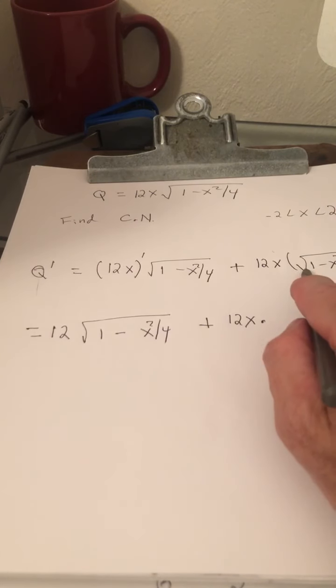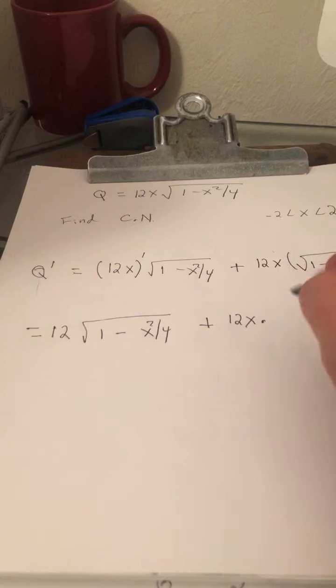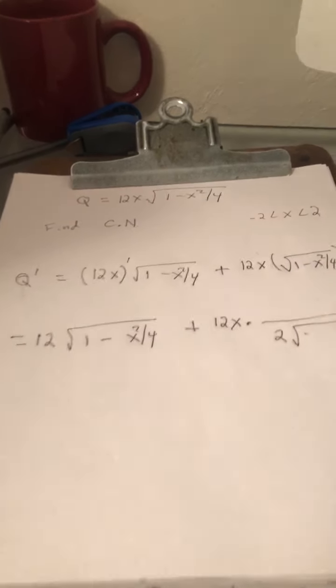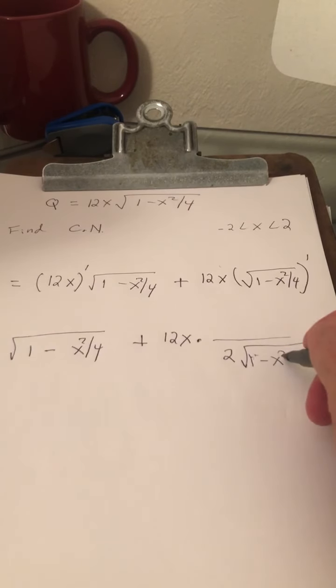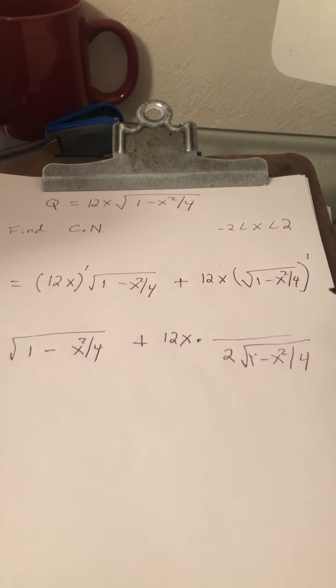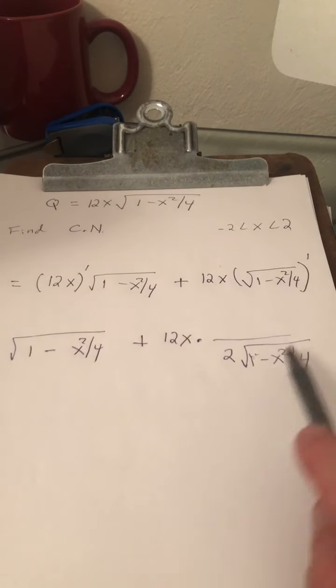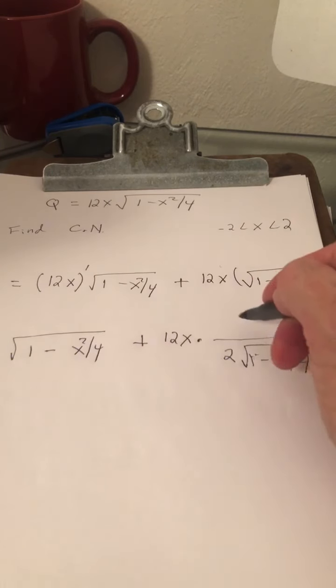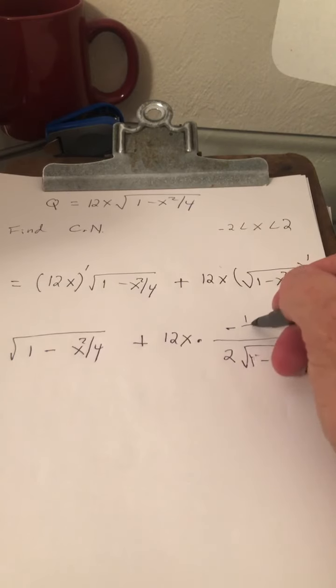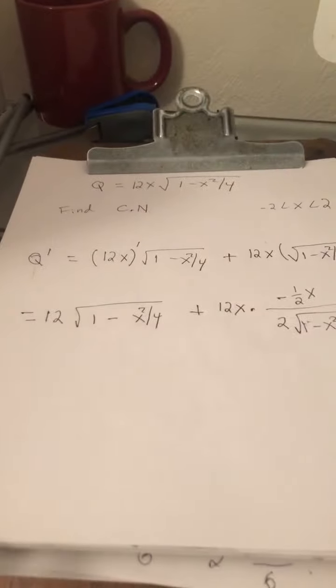Remember, the derivative of the square root function is 1 over 2 times the square root. So in the denominator here I have 2 times the square root of 1 minus x squared over 4. And the derivative of the inside is going to be negative 2x over 4, which is the same as negative 1/2 x. So we're going to simplify.